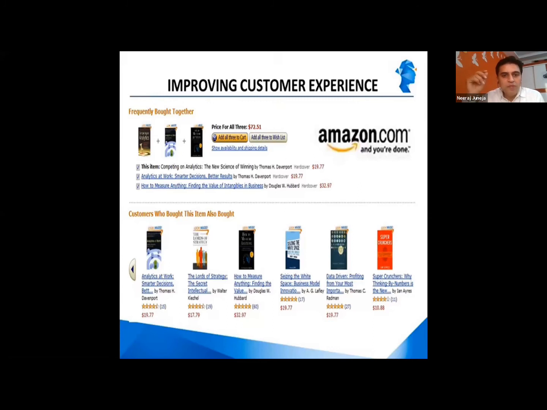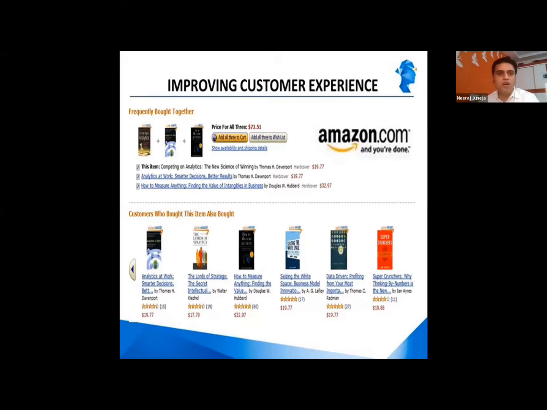In proposing these recommendations, there is no human intervention, right? And most of the time, people are actually likely to buy the recommended items also, other than the one he was interested in, right? So this was a big hit in the e-commerce space.